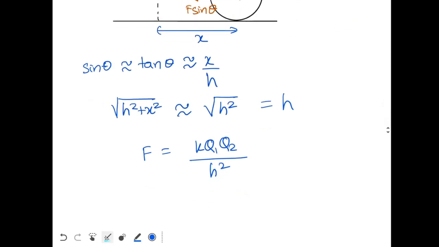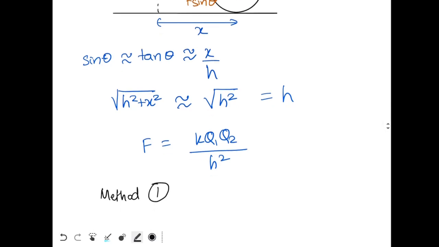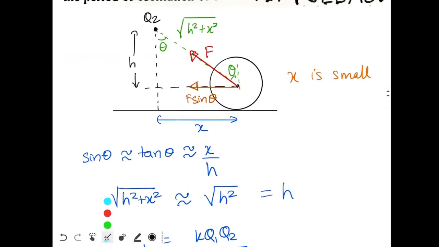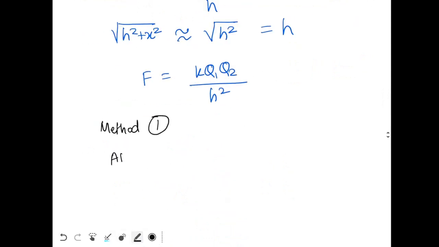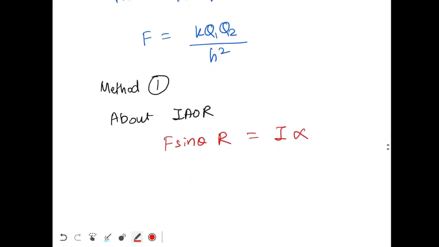So now this is how I will be using my method 1, based on force. On the disk, the force has a horizontal component f sine theta. This radius is r. So about the instantaneous axis of rotation, f sine theta into r is the torque. This will be equal to I alpha. So f is what? K q1 q2 by h square. Sine theta is x by h into r.